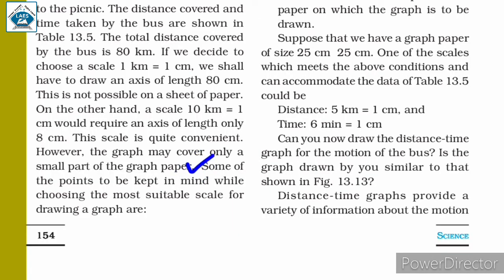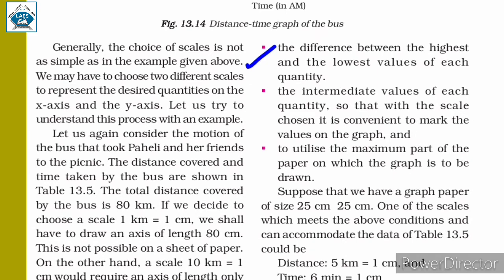Some of the points to be kept in mind while choosing the most suitable scale for drawing a graph are the difference between the highest and the lowest values of each quantity, the intermediate values of each quantity, so that with the scale chosen it is convenient to mark the values on the graph, and to utilize the maximum part of the paper on which the graph is to be drawn. So while choosing the suitable scale for drawing a graph, the following points must be kept in mind.